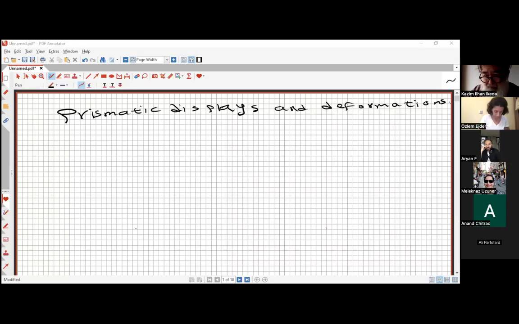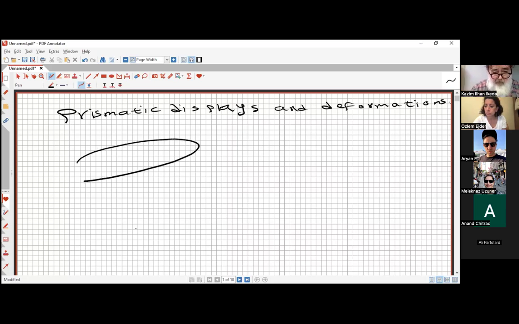Okay. So first, I want to give the motivation of why we want to study these prismatic displays. Let me start with a familiar example in characteristic zero in the global situation. In the global situation, we have some geometric objects, for example, elliptic curves.